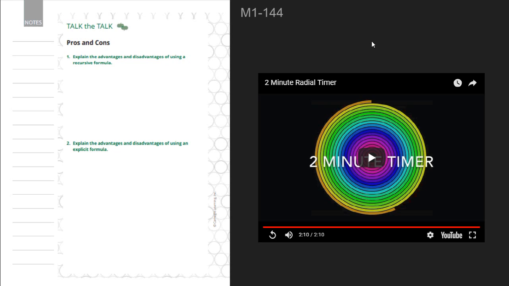Then person number 2 is going to paraphrase what person number 1 said. Then person number 3 is going to give their answer for number 2. And person number 4 is going to paraphrase what person number 3 said about the explicit formula. Okay? So 1s and 3s, you're giving your answer. 2s and 4s, you are paraphrasing or summarizing what somebody else said. Okay? Ready, go.